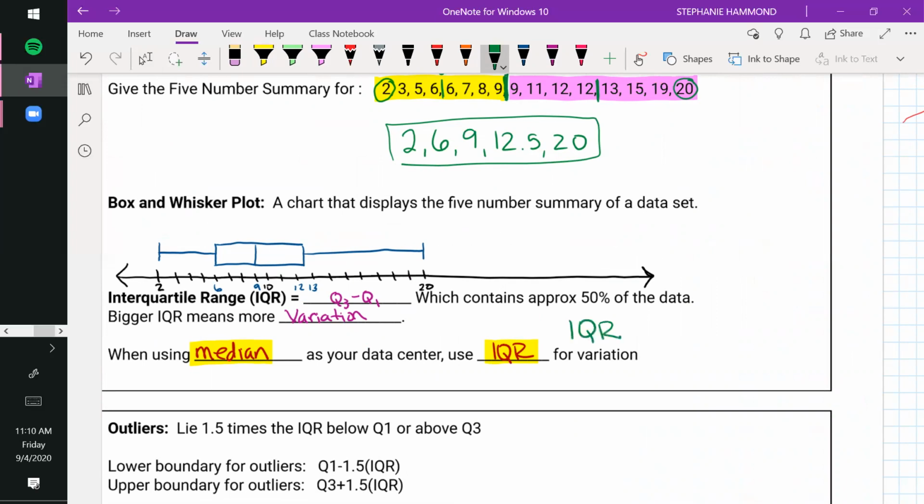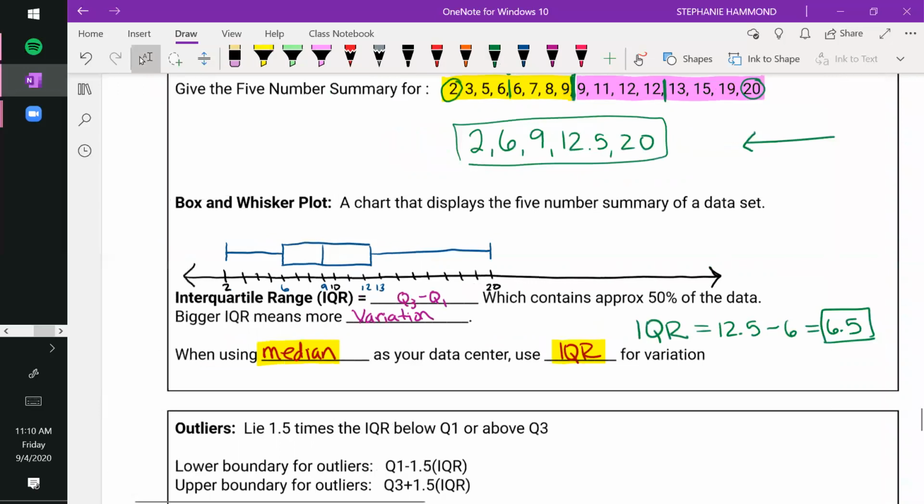So again, I'm looking back up here. The IQR, the measure of variation for this data, would be the third quartile, which was 12.5, minus the first quartile, which was 6. So the IQR for that data set is 6.5, which is a representation of how far apart our data points are.